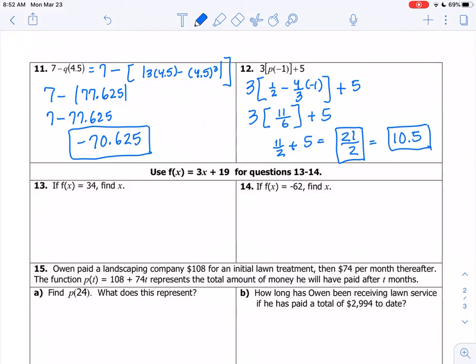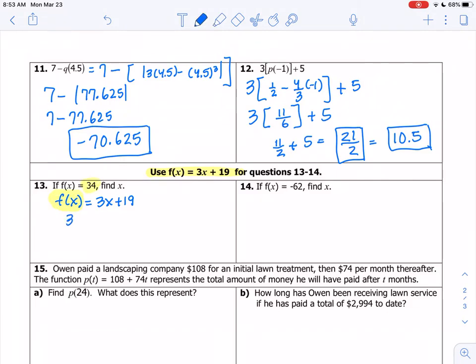All right, as we continue, now 13 and 14 is a little bit different than the others, because on the others we're plugging in the x value. They're telling us what x is. But at this point they're saying f of x is 34. So basically they're saying y is 34. And we're finding x. So I'm going to take the f of x function, which they give to us right here, is 3x plus 19. And I'm going to take out the f of x and put what it's equal to.